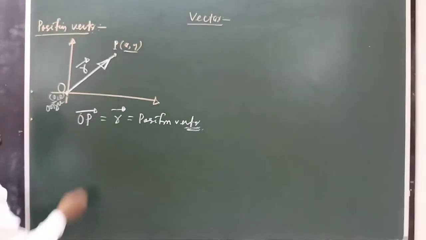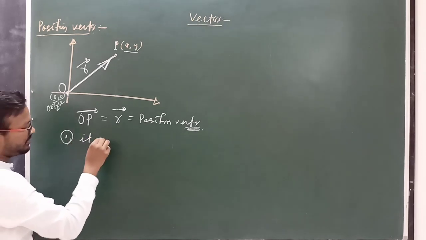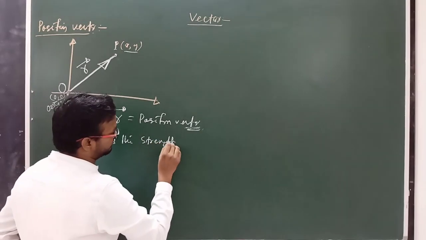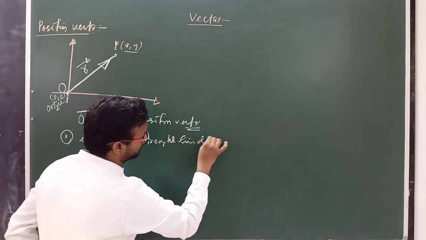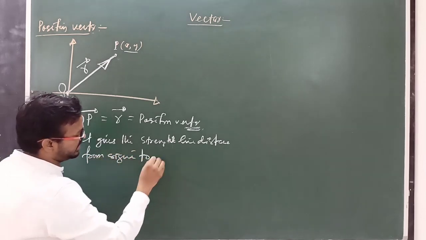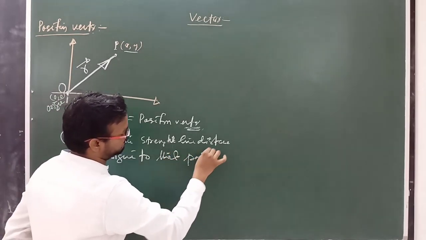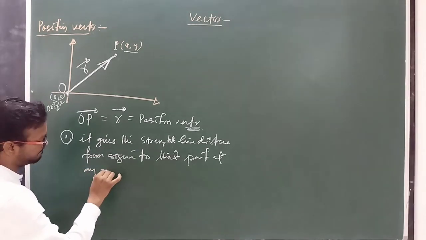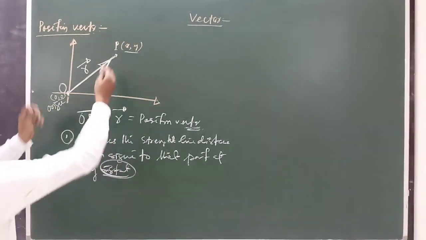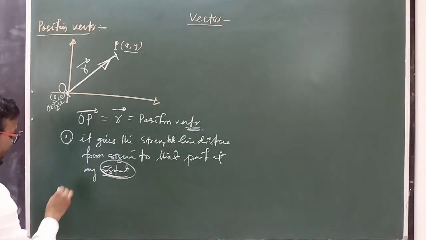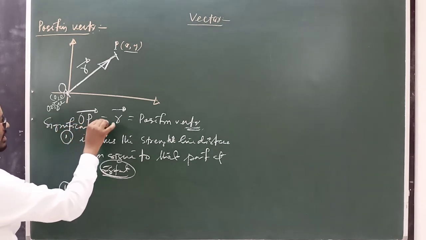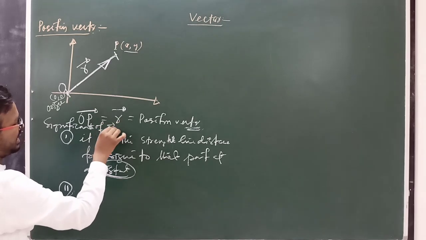Clear? And the important significance of this vector is that it gives the straight line distance from the origin to that point at any instant. Any instant means at any time we can give the position and measure the distance from this point to this point. And the second important point is the significance of the position vector, or you can say R vector.